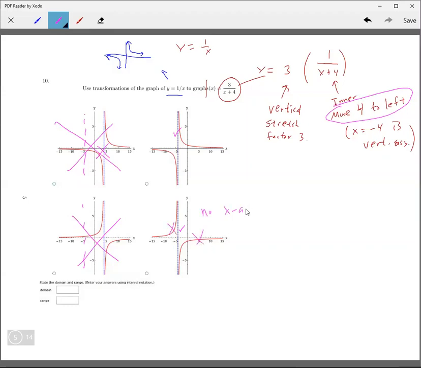No x-axis reflection. That would have happened if you had a negative out in the front here. If you had a negative out in the front, it would have reflected it. So this has got to be the answer right here.